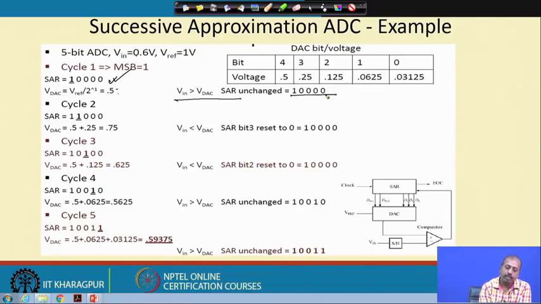In the second cycle, the second bit of the SAR is set. So, it becomes 11000.